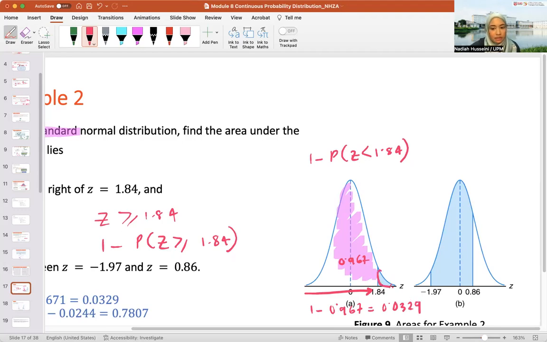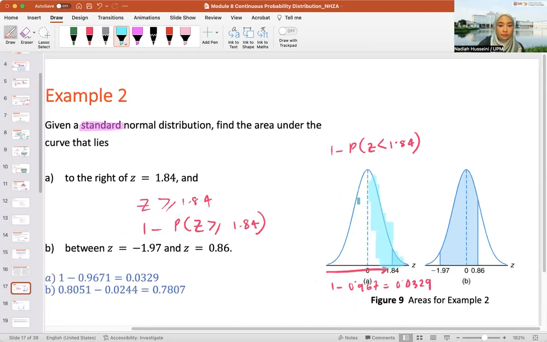It makes sense because it's very, very small and it looks like a 0.0329. What if you get your answer and it is 0.5? Does that look like a 0.5 to you? No. 0.5 would cover this entire region. So if I say the answer is 0.5, it is absolutely wrong because the region is just very small. Okay, so that's a way to check your answer.